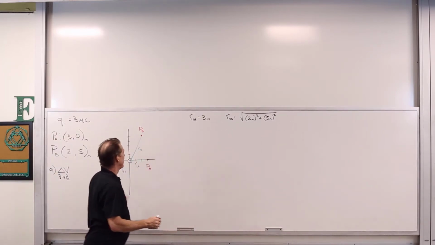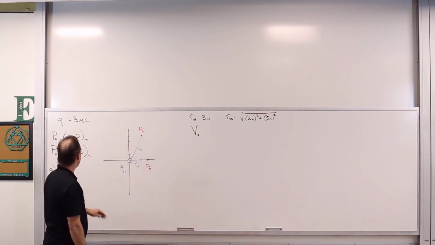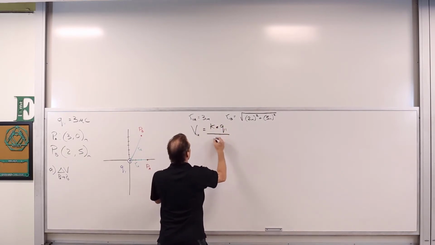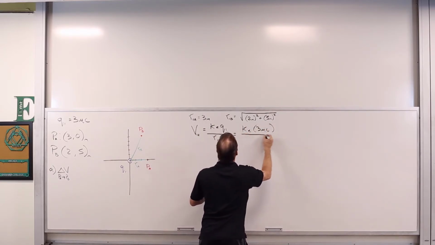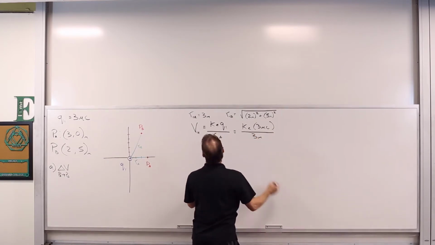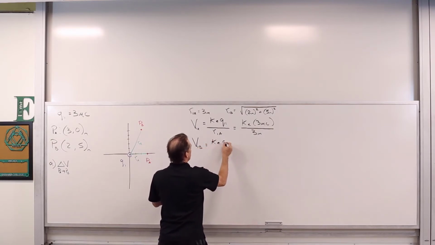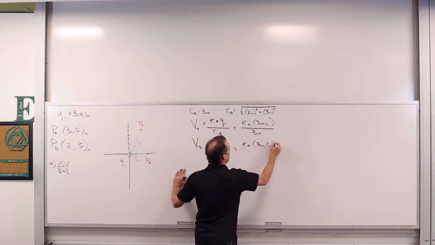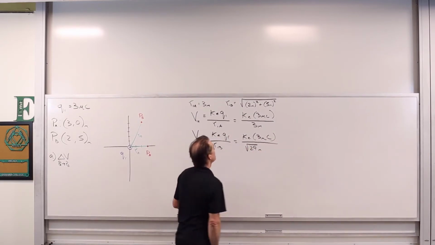So what do we get then? Well, we've got the potential V1A, the potential at point A due to Q1, is equal to k_e times Q1 divided by R1A, which is then equal to k_e times 3 microcoulombs divided by 3 meters. And then V1B is equal to k_e Q1 divided by R1B, which is k_e times 3 microcoulombs divided by root 29 meters.